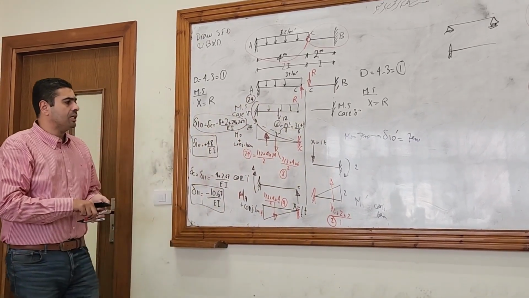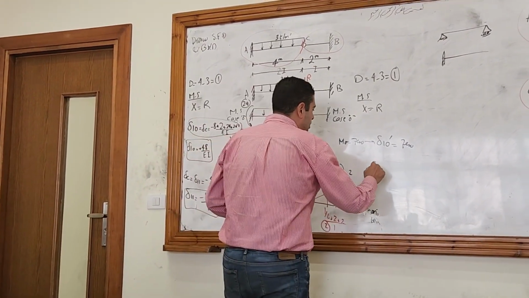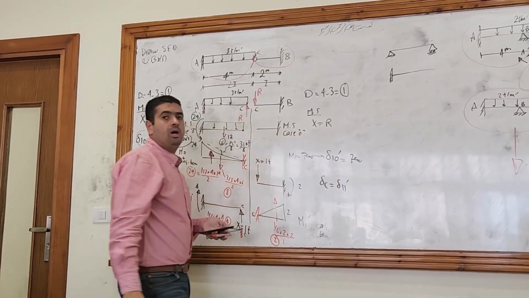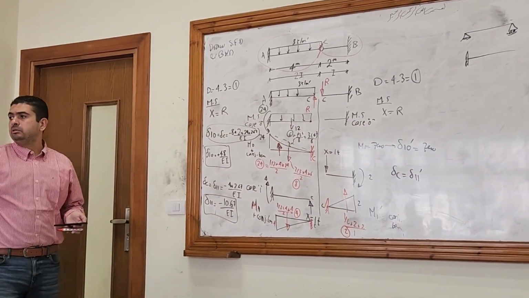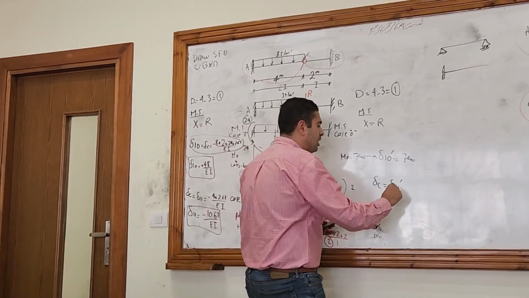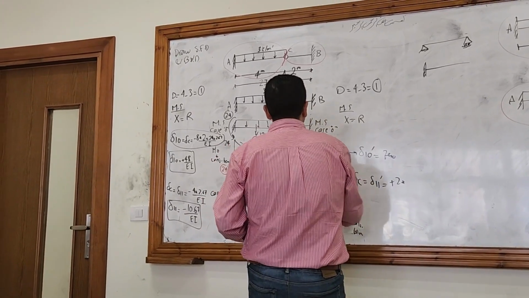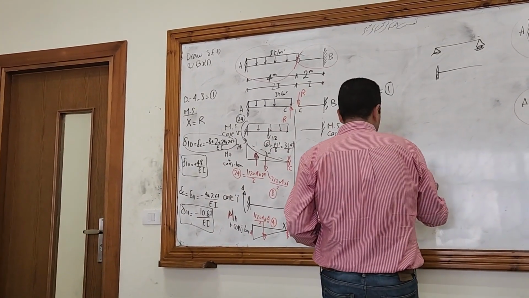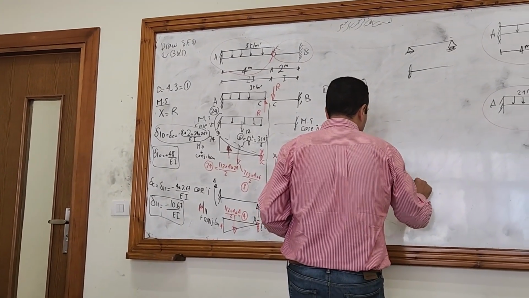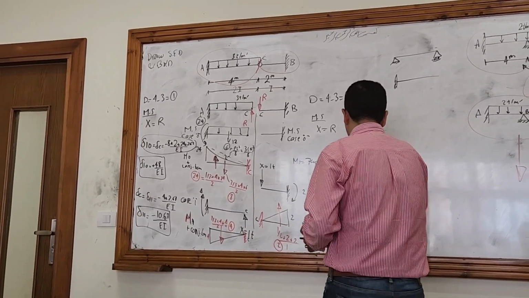What do I want to calculate here? The same, delta at point C, and it's called delta 11 dash now. Delta 11 dash. It's only one force, which is downward, so positive 2 times 2/3 of the 2 meter, which is 1.33, divided by EI, which is 2.67 divided by EI.